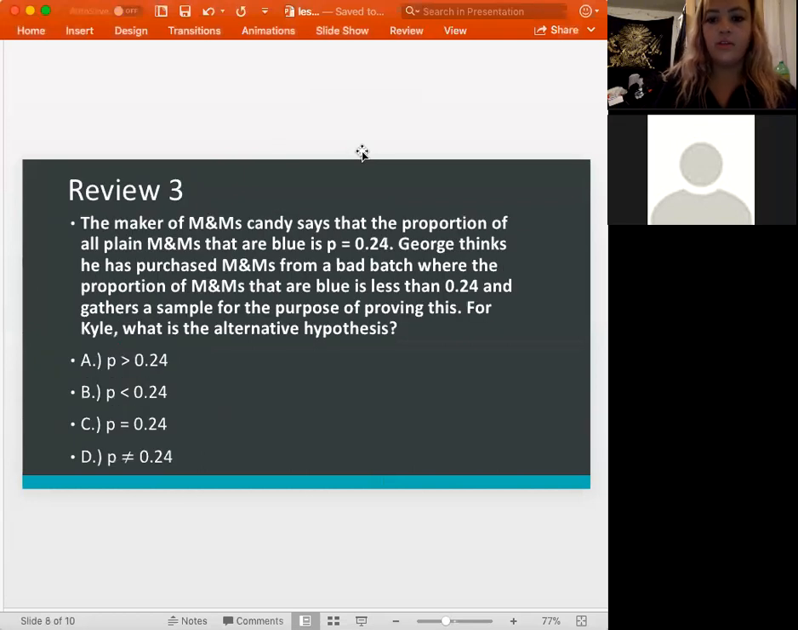The maker of M&M's candy says that the proportion of all plain M&M's that are blue is P equals 0.24. George thinks that he has purchased M&M's from a bad batch where the proportion of M&M's that are blue is less than 0.24, and gathers a sample for the purpose of proving this. For George, what is the alternative hypothesis? So try this one out, and then we will review it.